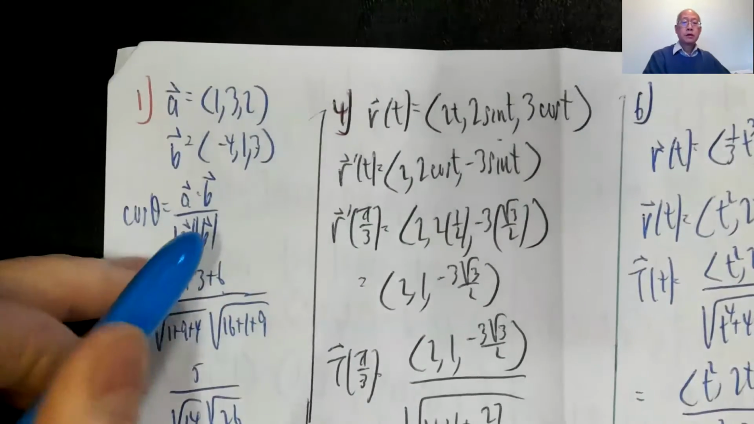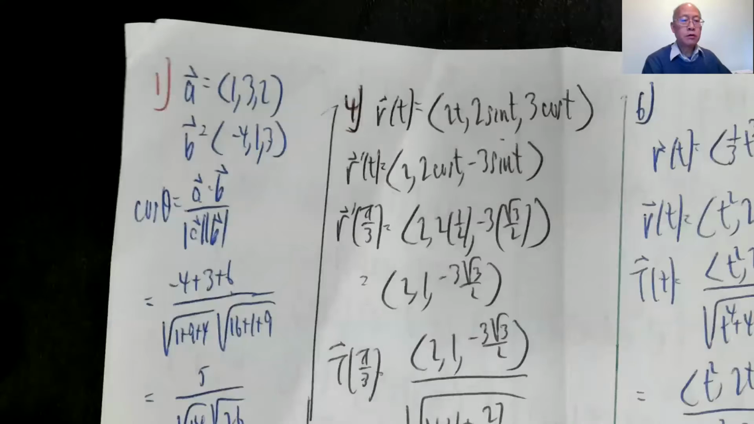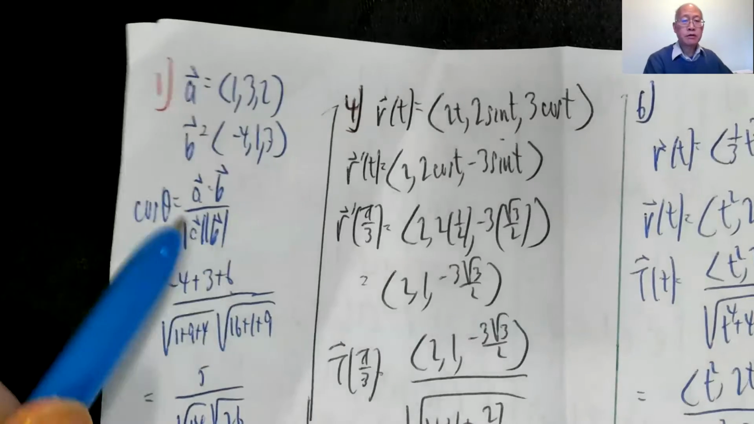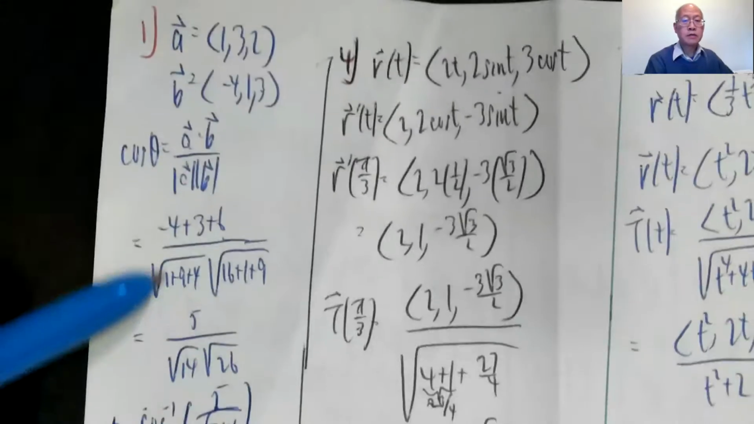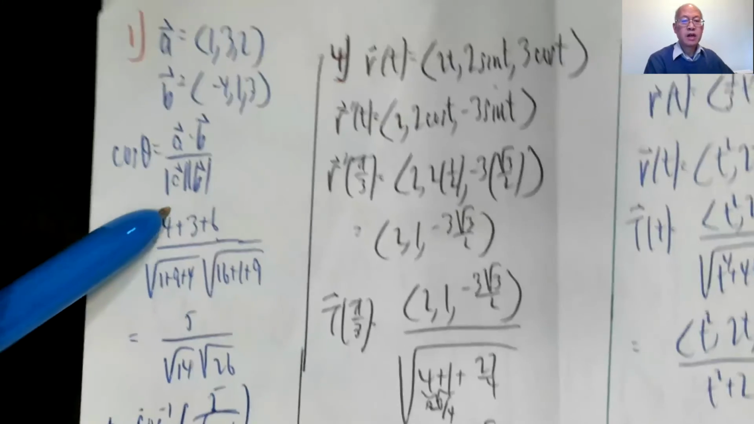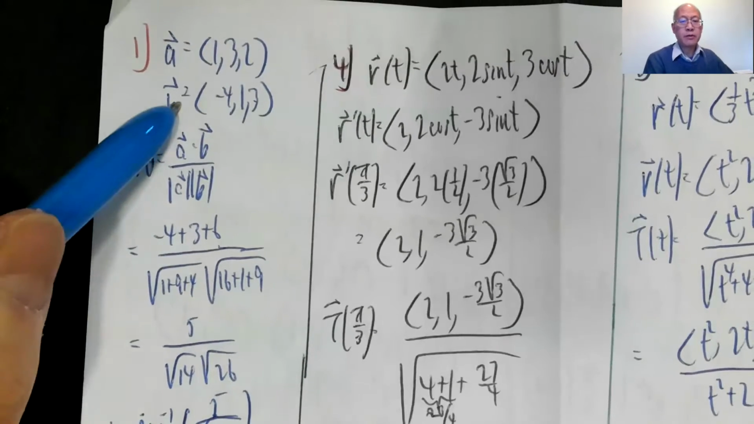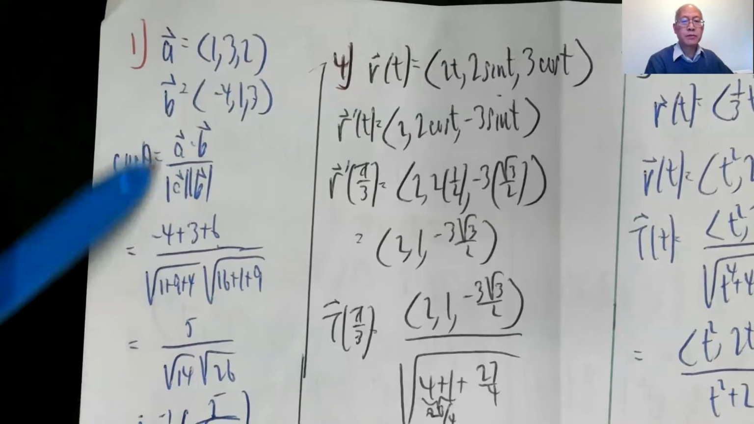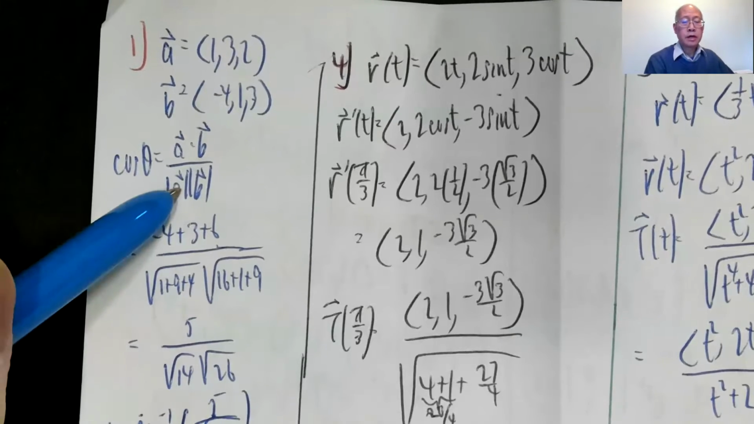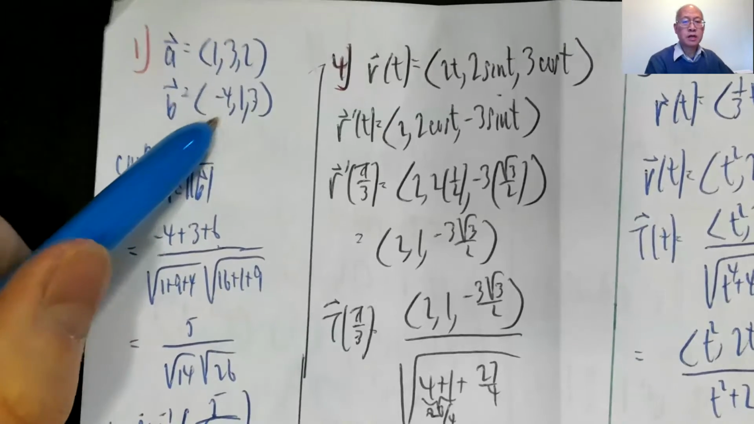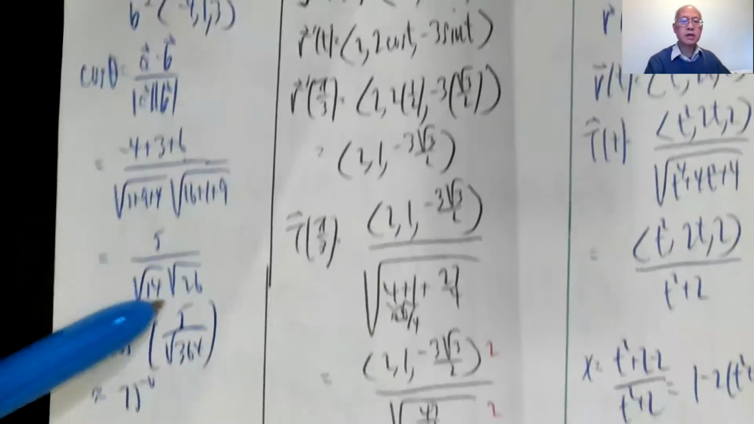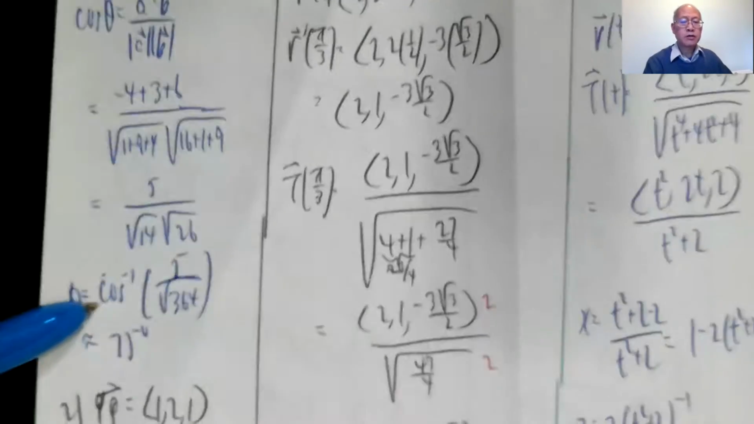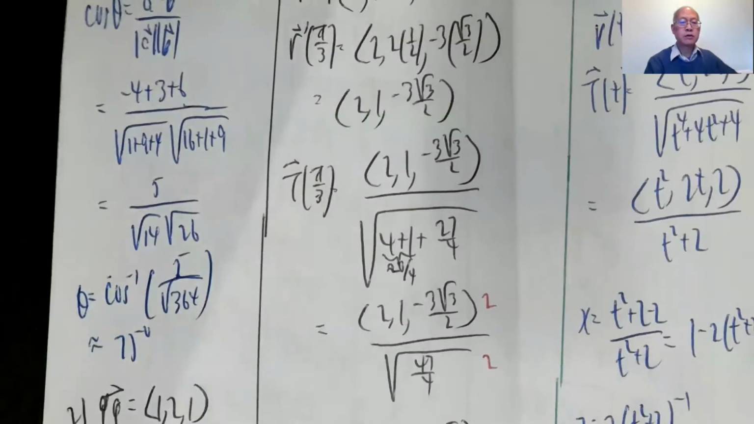Number 1, cosine of theta is A dot B over magnitude of A, magnitude of B. The dot product is -4 plus 3 plus 6, which is a numerator of 5. The denominator is the norm of A, which is the square root of 1 plus 4 plus 9, and the norm of B is the square root of 16 plus 1 plus 9. That's 5 over radical 14, radical 26. Theta is inverse cosine of 5 over radical 364, about 75 degrees.